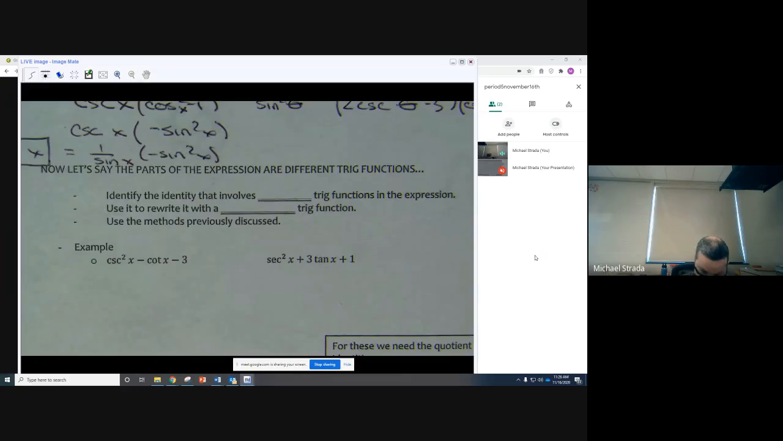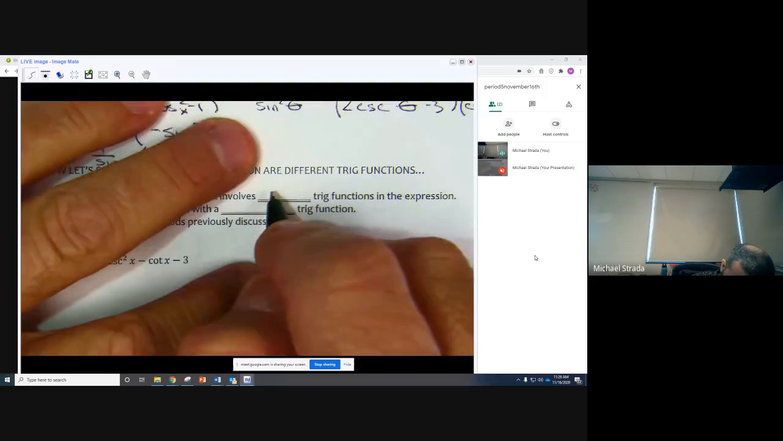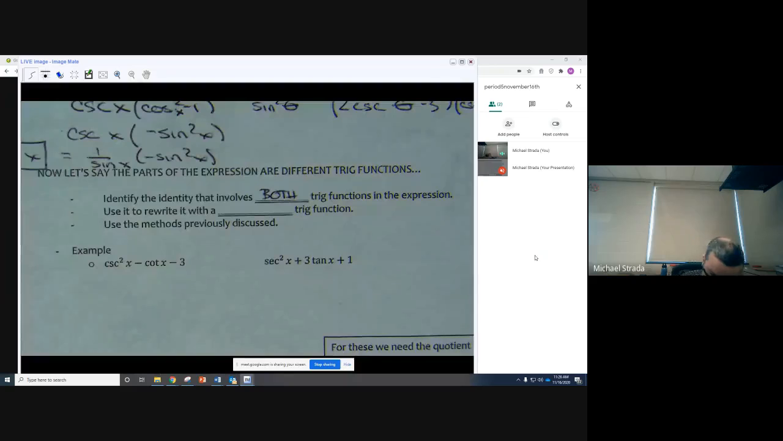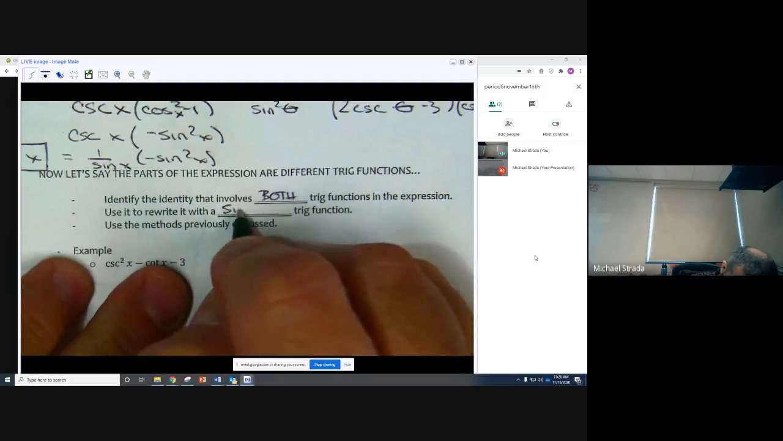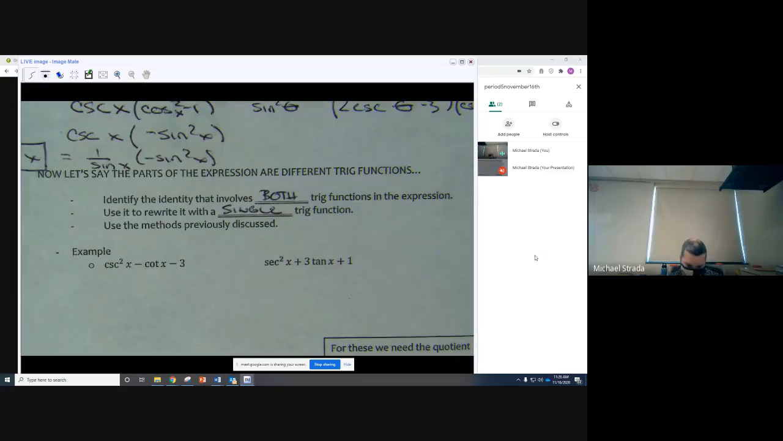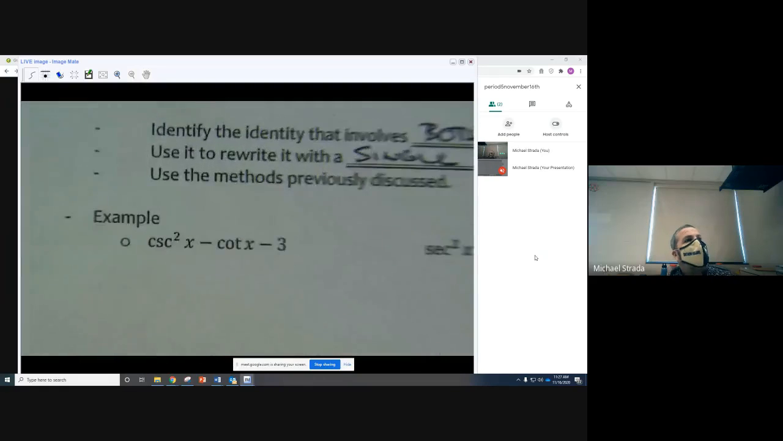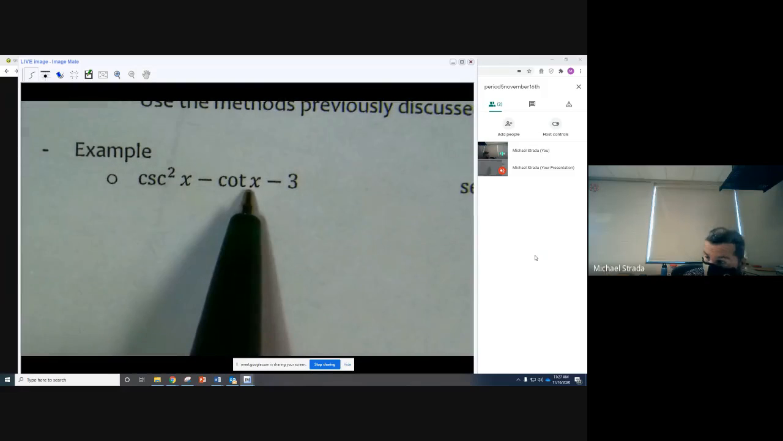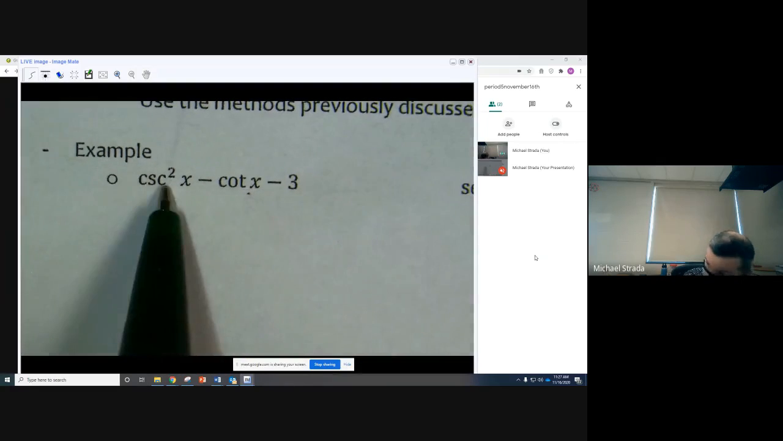So identify the identity that involves both or all trig functions in the expression. Use it to rewrite it with a single trig function. Use the methods previously discussed. So, cosecant squared x minus cotangent x minus 3. Number one, you never touch the one that isn't squared if there's another one that's squared in it. So you're always going to work with that one.